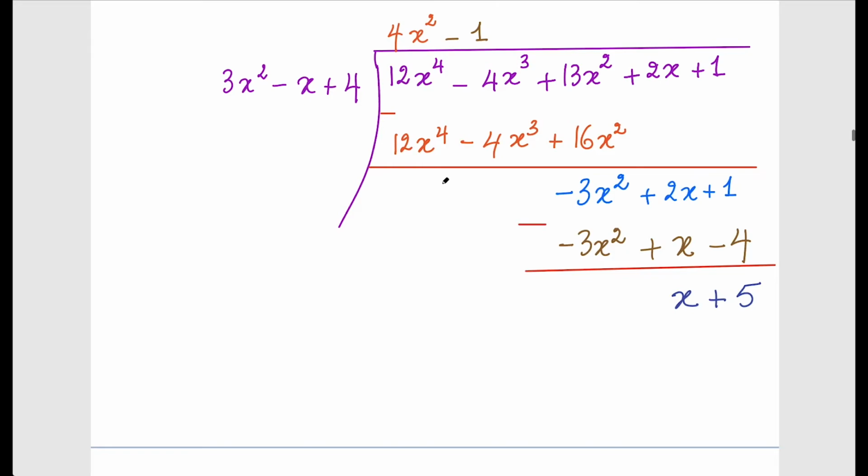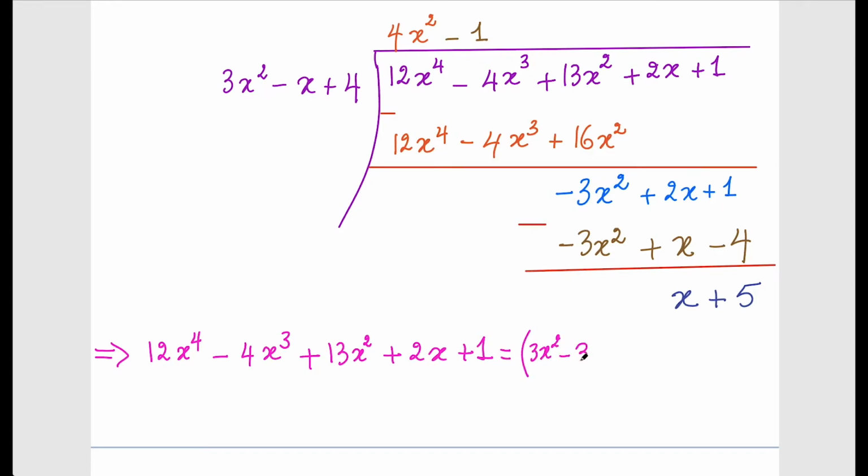Okay. And now let's rewrite the whole thing. So this guy, which is 12x^4 minus 4x cubed plus 13x squared plus 2x plus 1, that's the dividend, is equal to the divisor, which is 3x squared minus x plus 4, the divisor, times the quotient, which is 4x squared minus 1, right, plus the remainder, which is x plus 5. Okay?